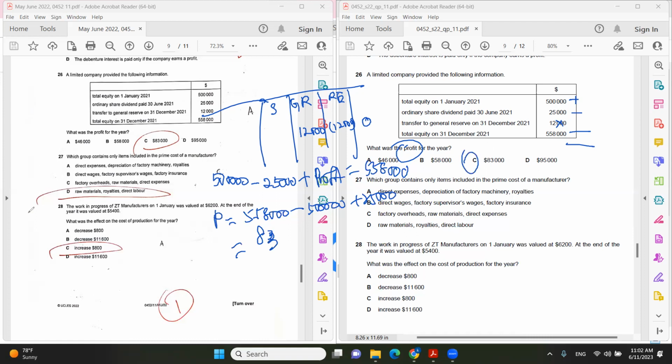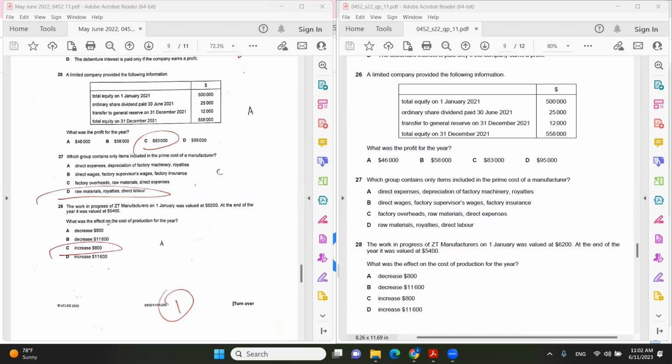Next is question 27. Which group contains only items of the prime cost? Prime cost has 3 components: raw materials, direct labor, and also direct expenses.